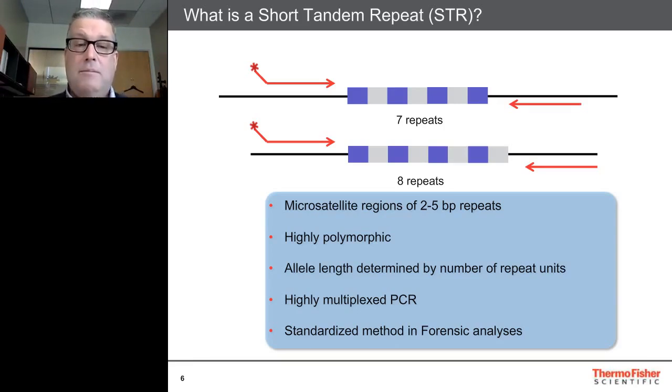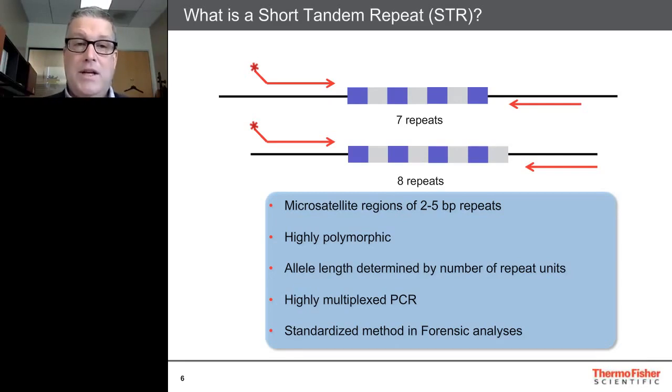These are microsatellite regions of about 2 to 5 nucleotides that are repeated several times in tandem. They're highly polymorphic. They don't really change the gene expression function, but they do provide a way to tag what is present at a particular locus. The allele length is determined by the number of repeat units. What is shown here is one allele has 7 repeats, and the other allele has 8 repeats.